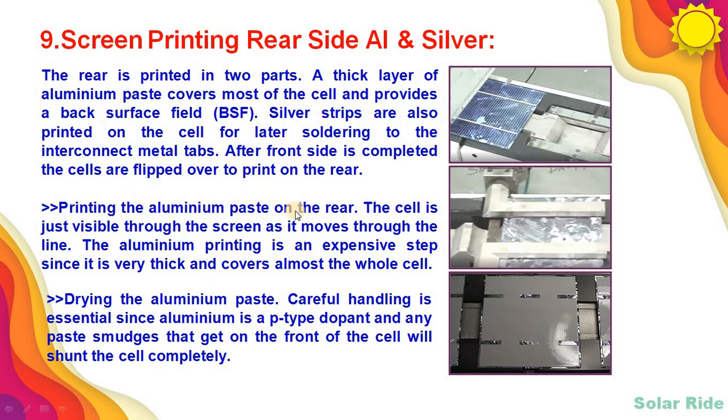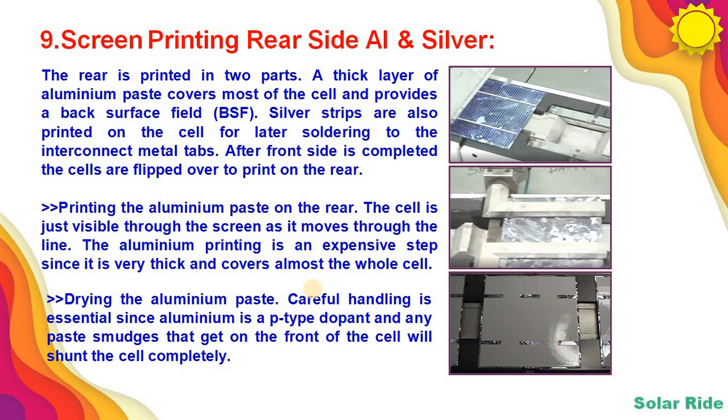When printing the aluminum paste on the rear side, the cell is just visible through the screen as it moves through the line. The aluminum printing is an expensive step since it is very thick and covers almost the whole cell. Here only the thickness will be high. In drying the aluminum paste, careful handling is essential since aluminum is a p-type dopant and any paste smudges that get on the front of the cell will shunt the cell completely.